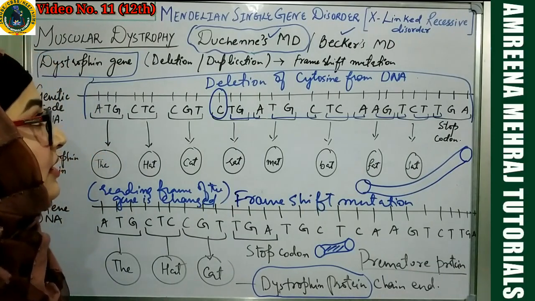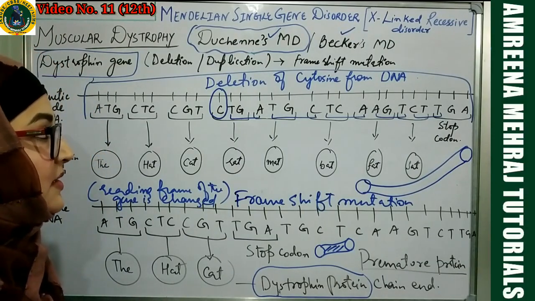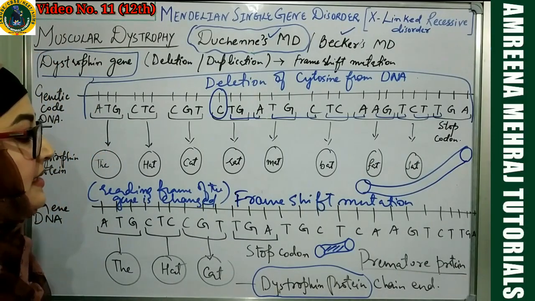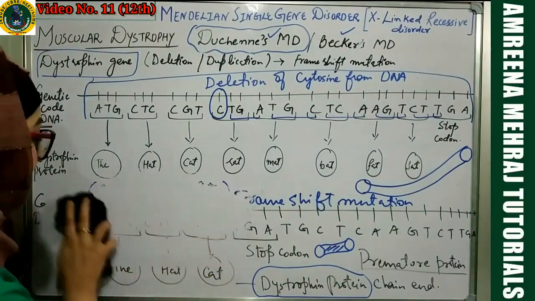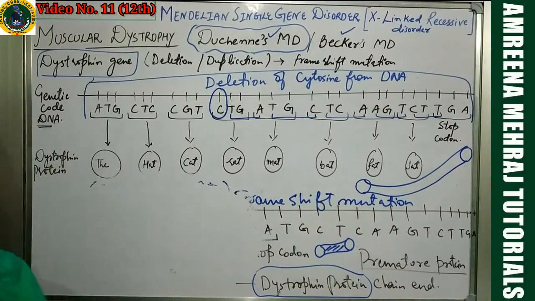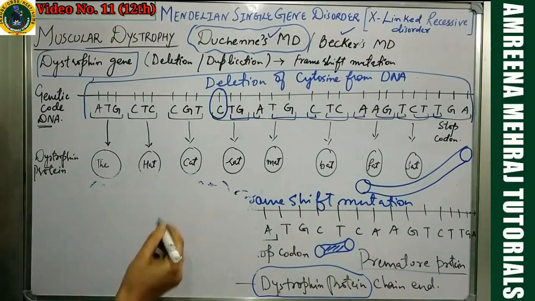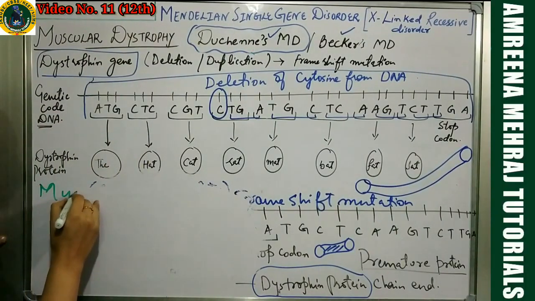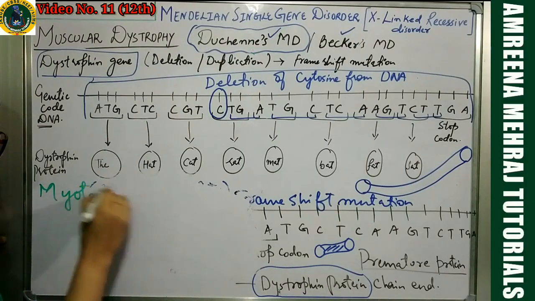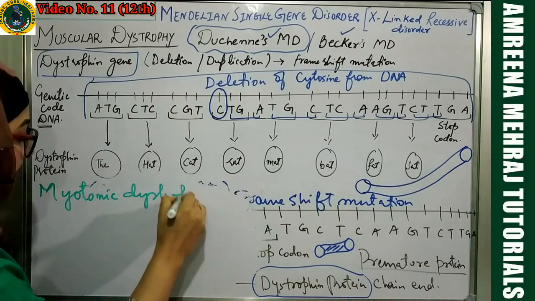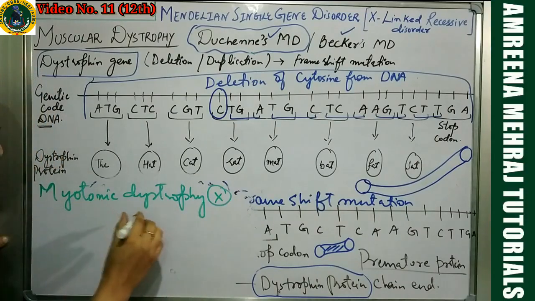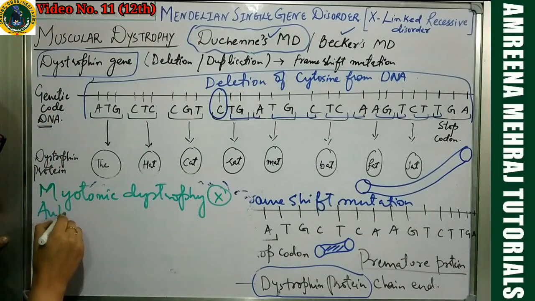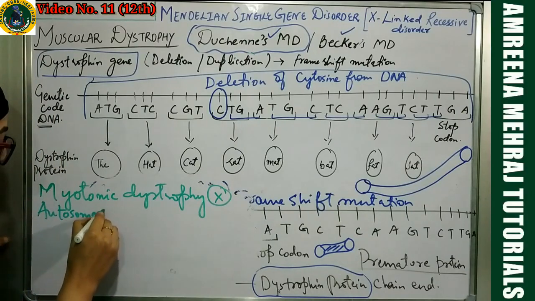Okay, this was all about Duchenne's muscular dystrophy and Becker's muscular dystrophy. As far as myotonic dystrophy is concerned, let me give you a slight idea about that as well. Although I have told you about that, in case of myotonic dystrophy, the X chromosome is not involved. Number one thing, the mutation is on the autosomes.